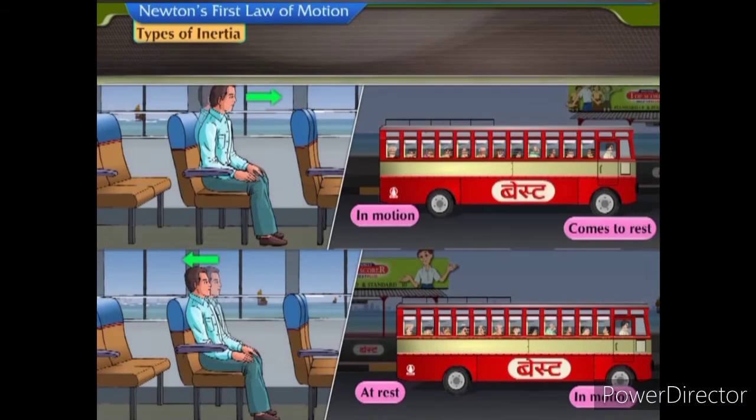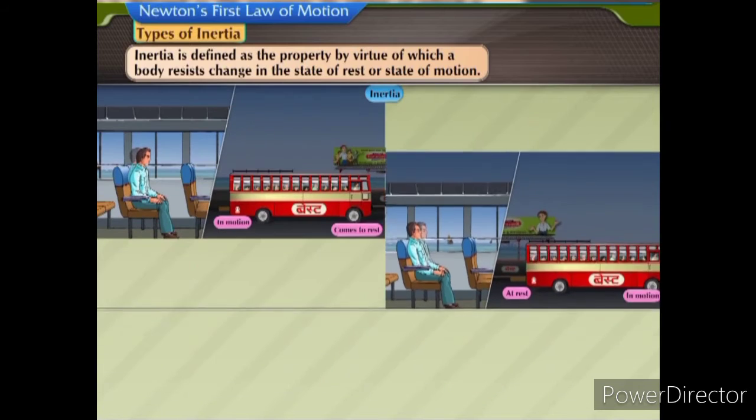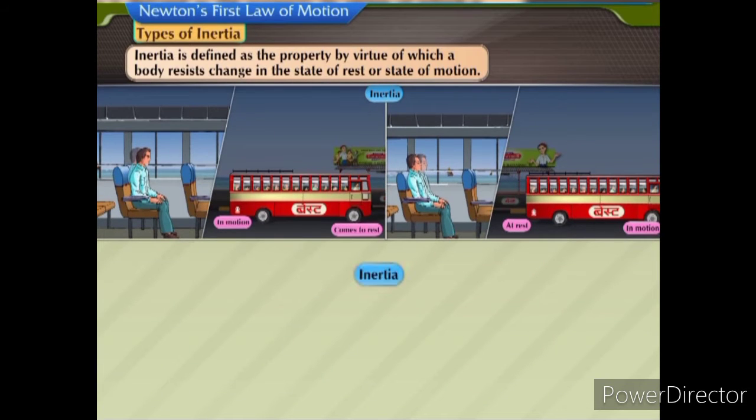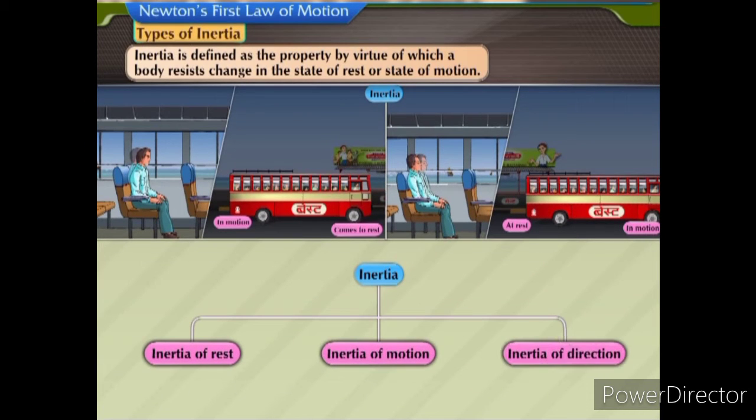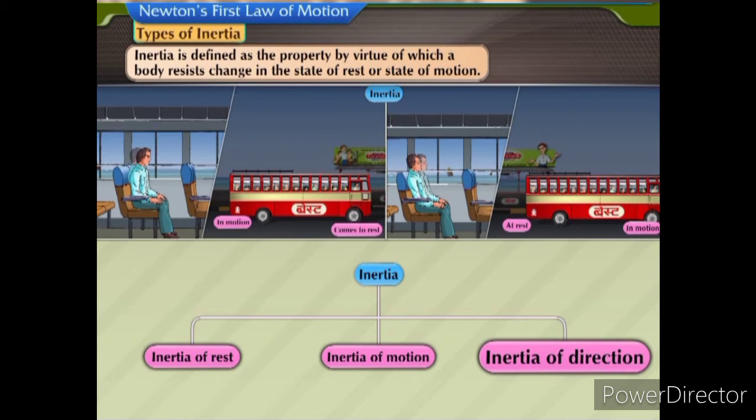Let us now understand the types of inertia. We have defined inertia as the property by virtue of which a body resists the change in its state of rest or state of motion. We can divide inertia into three types. 1. Inertia of rest. 2. Inertia of motion. And 3. Inertia of direction.